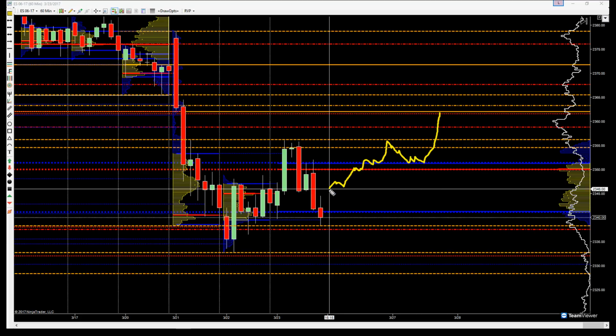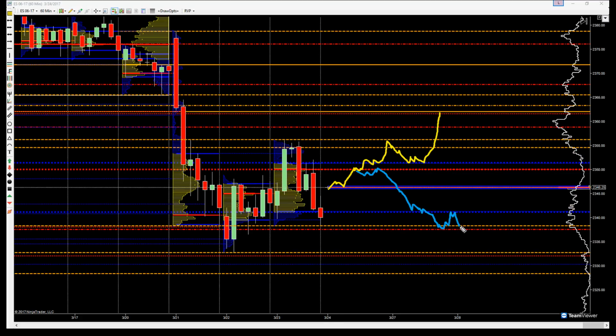On the opposite end of this, I like this idea of what I'm about to do. If we were to come up and it were to now fail at the VPOC, let me change colors for that. If it were to fail at the VPOC overnight or value area high, now we would be looking for a push back down, testing value area low, yesterday's low. If this were to fail, maybe retest the value area low, fail, and then push and see if we can get back to the low of a couple of days ago.